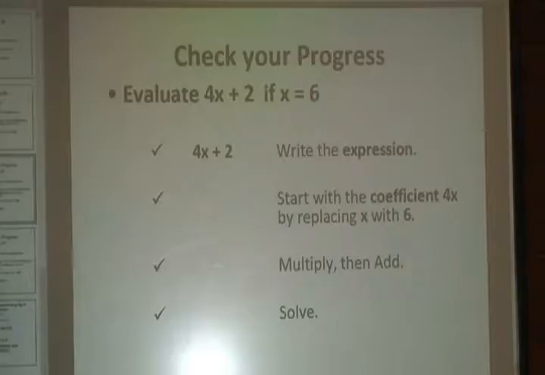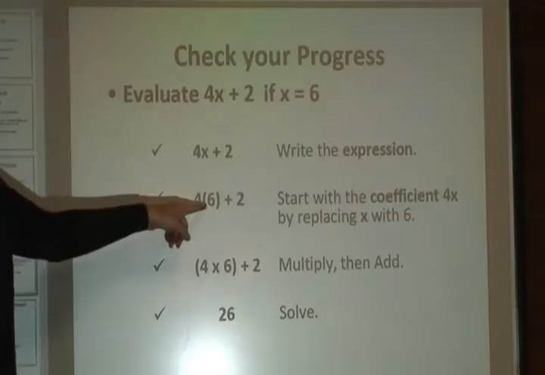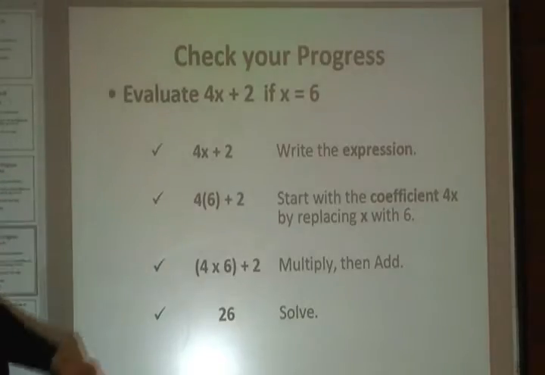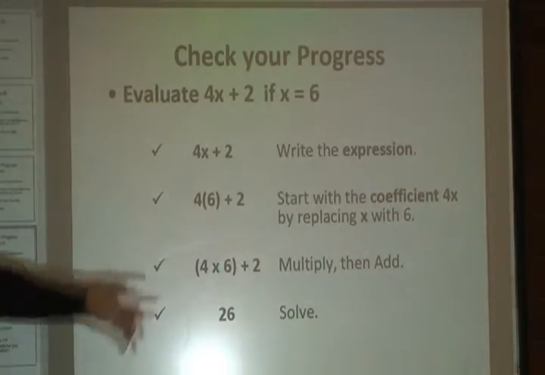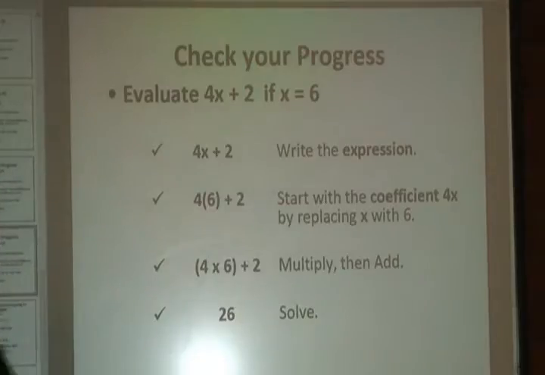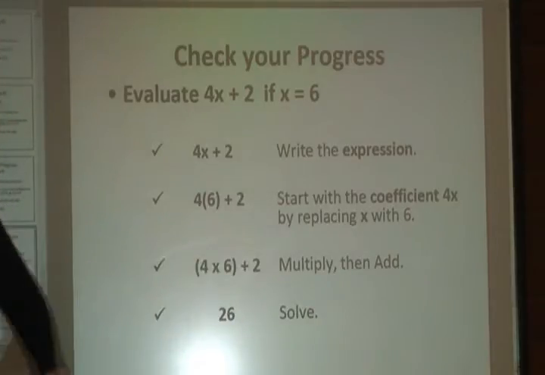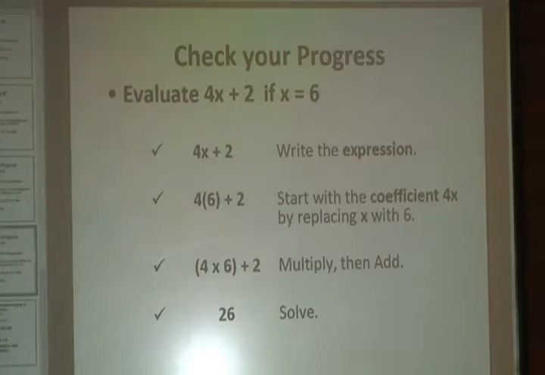Let's check your work. As you're substituting 6 in for x, you know that they're connected again through multiplication. So 4 times 6 is 24. Add 2, and you should get to the answer 26.